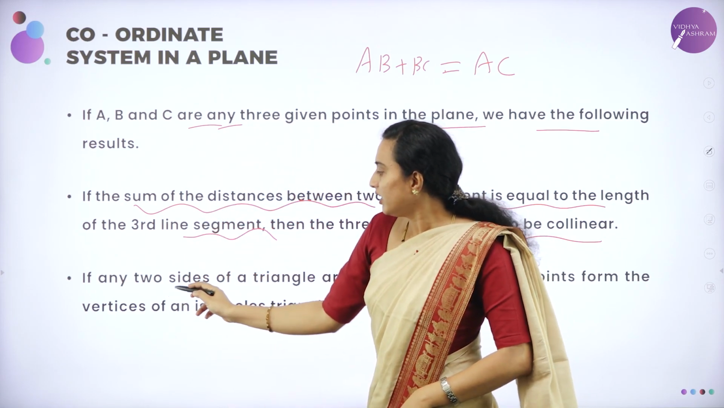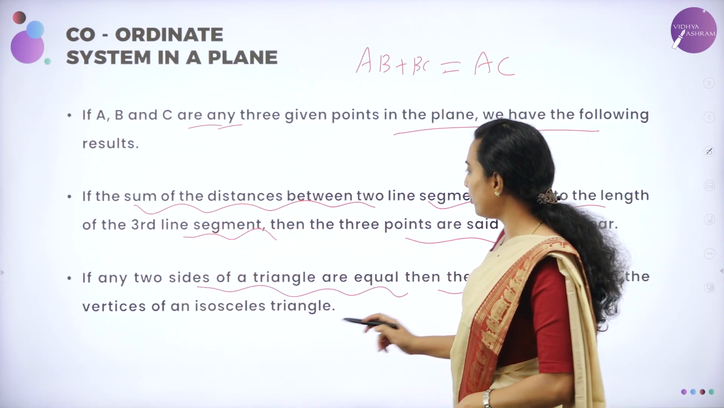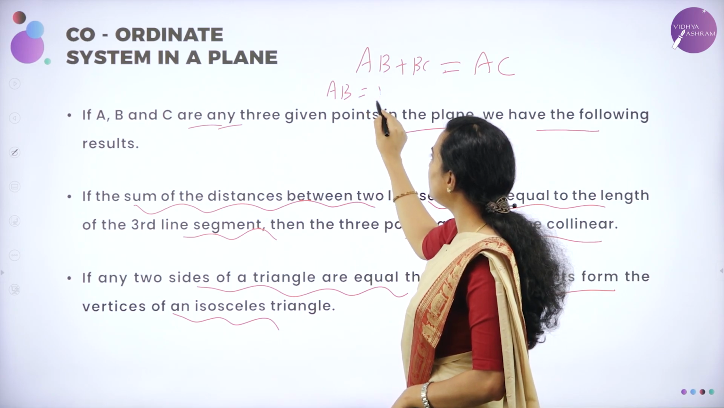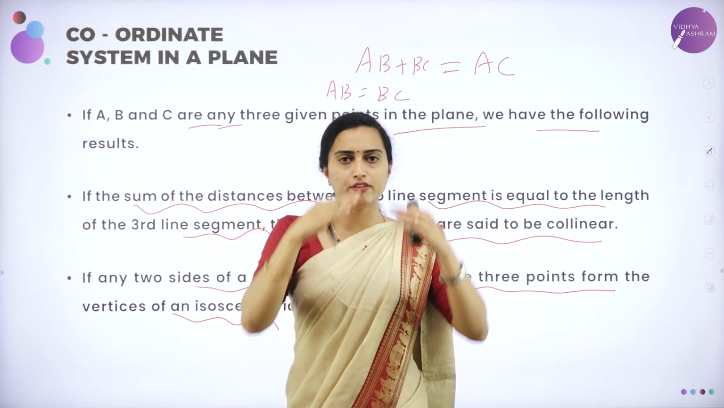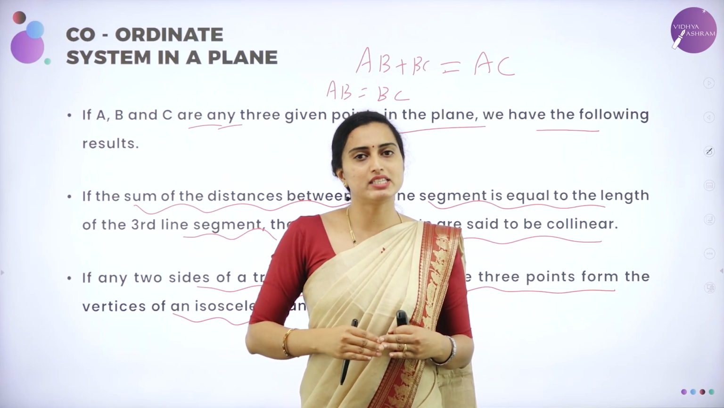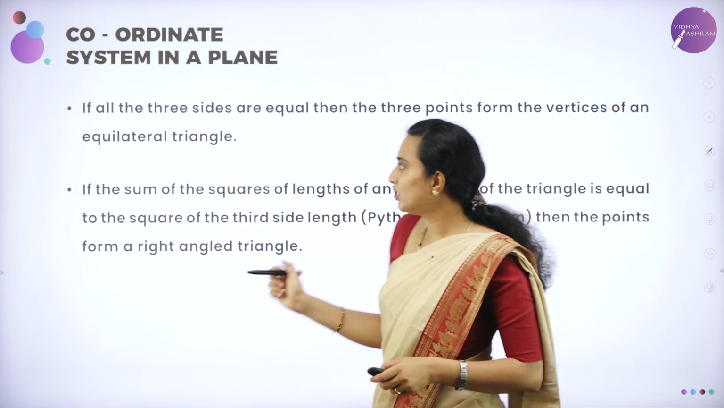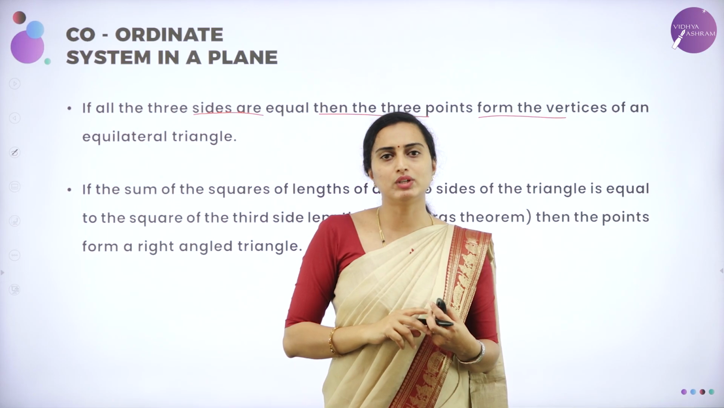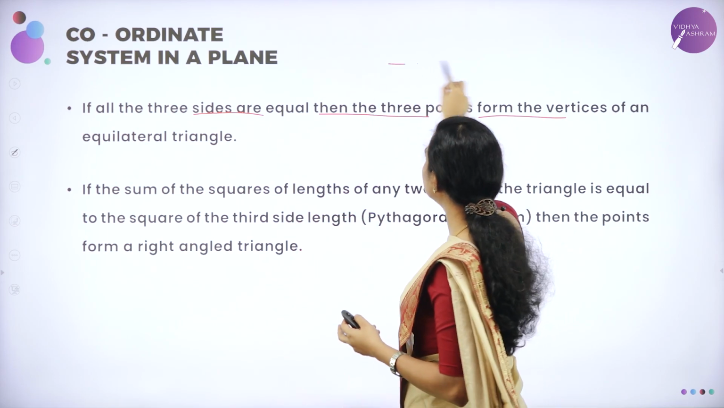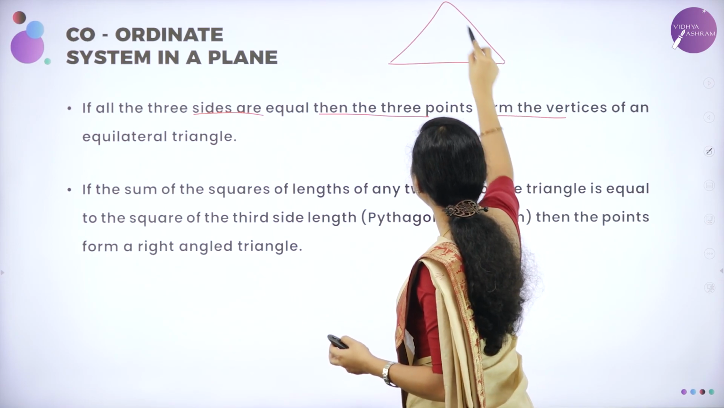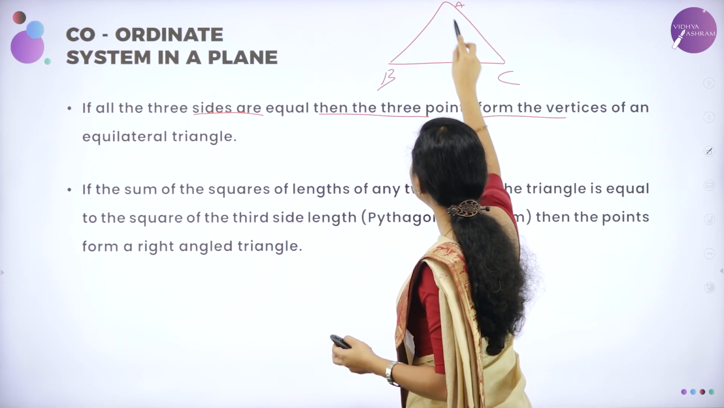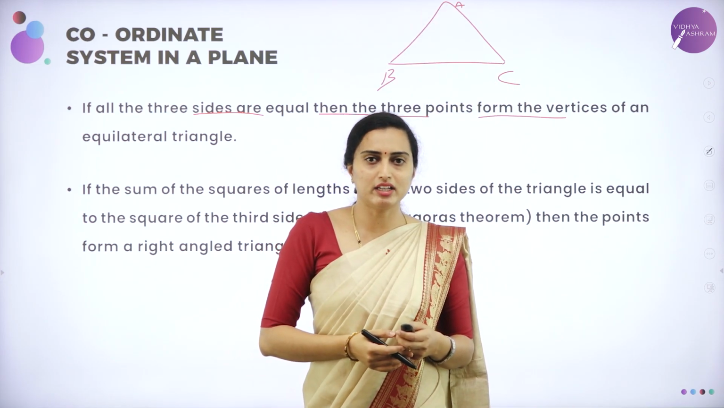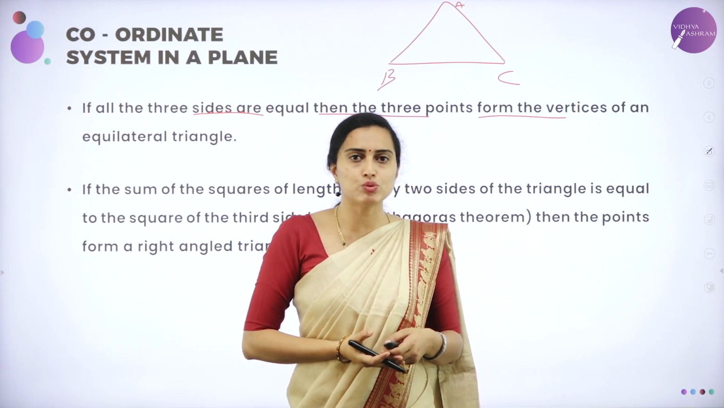Then what is the next point? If any 2 sides of a triangle are equal, then the 3 points are vertices of an isosceles triangle. That means if AB is equal to BC or AB is equal to AC, if any 2 side lengths are equal, then it is said to be an isosceles triangle. Then what is next? If all the 3 sides are equal, then it is said to be the vertices of an equilateral triangle. AB is equal to BC is equal to CA, then it is said to be an equilateral triangle. If any 2 sides are equal, then it is said to be an isosceles triangle.